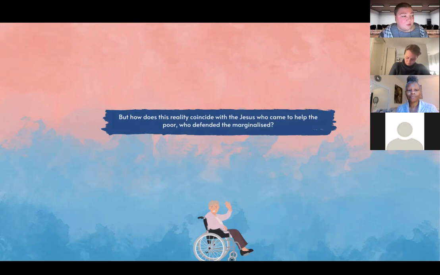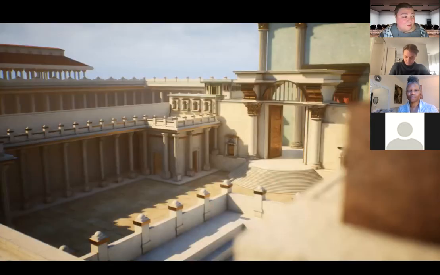But how does this reality coincide with the Jesus who came to help the poor, who defended the marginalized? How can a God who loves and defends the poor be asking for something that results in more poverty, in more marginalization, in more need and struggle? Well, let's return to the text and apply our golden rule: context.